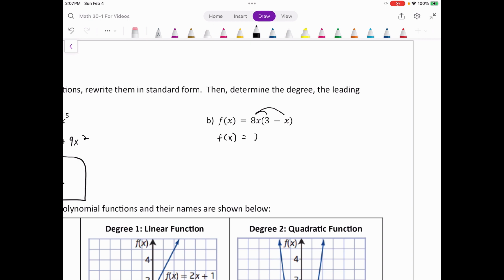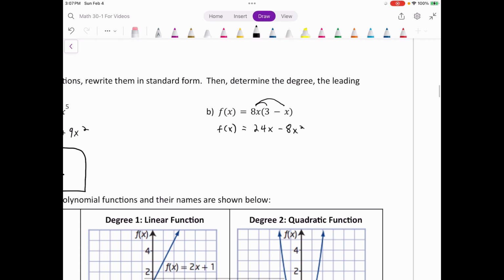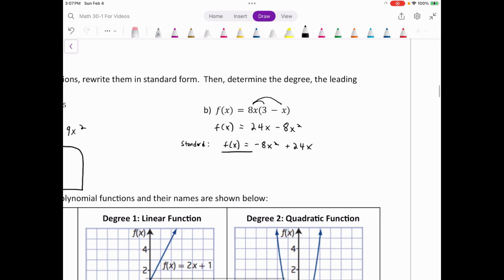So 8x times 3, that's going to be 24x. 8x times negative x, that's negative 8x squared. X times x is x squared. Okay. And now let's rewrite it in standard form. So standard form will be highest power on x first. Looks like the highest exponent on our x is just 2. This is just a quadratic. So negative 8x squared, and then a positive 24x, so plus 24x. There we go. That's in standard form.